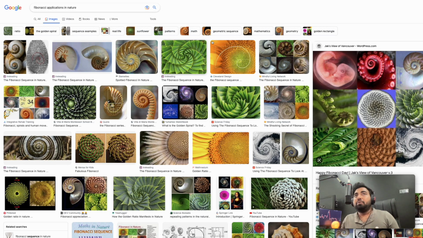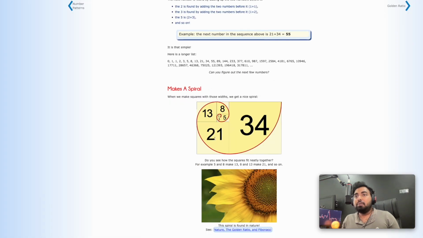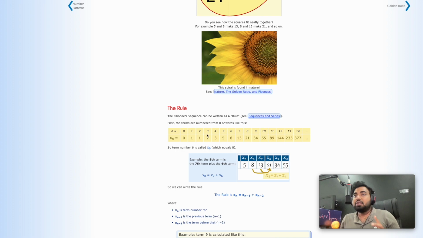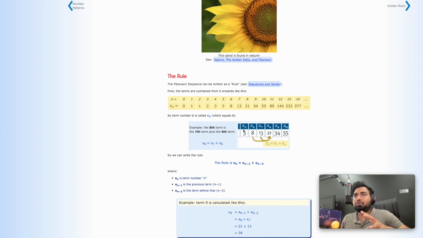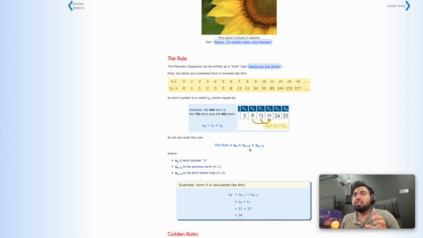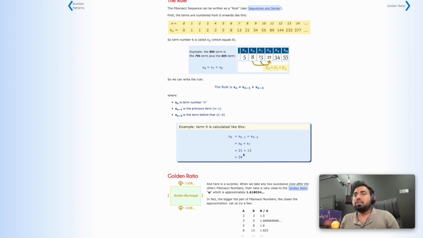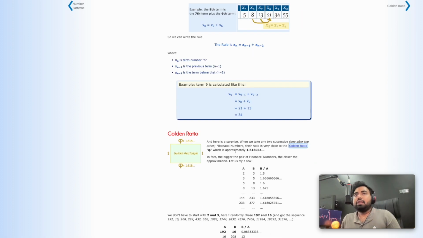Guys, beforehand I want to emphasize that there is a rule. The Fibonacci sequence can be written as a rule. First the terms are numbered from 0 onwards like this. There's a rule, guys, in each of these numbers. Rule means all of these numbers are directed to one number, approximately.